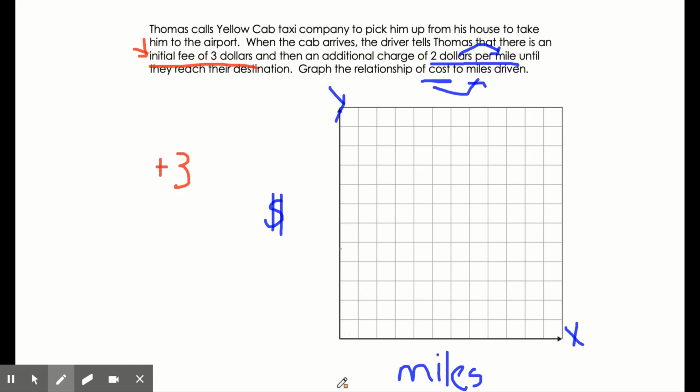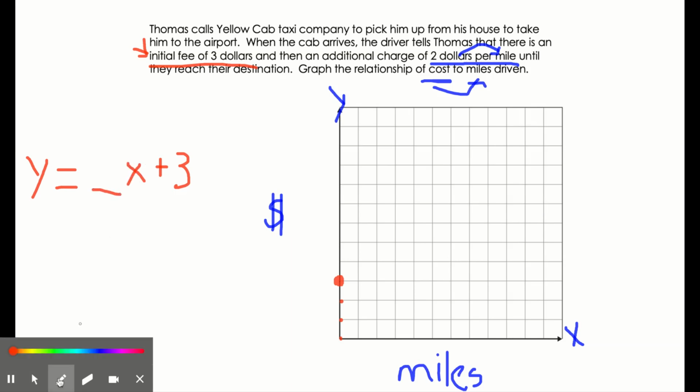So that means on my y-axis, I'm going to start at the point 0, 0 and count up 1, 2, 3 spots to this point right here, because that tells me when I drive 0 miles, I still have to pay $3. So now I can start filling out everything else. I know I'm going to need a y, my equal sign, and my x, but now I got to figure out what my m is going to be.